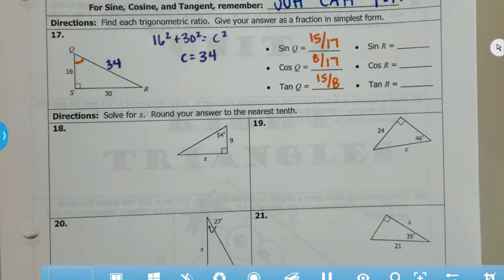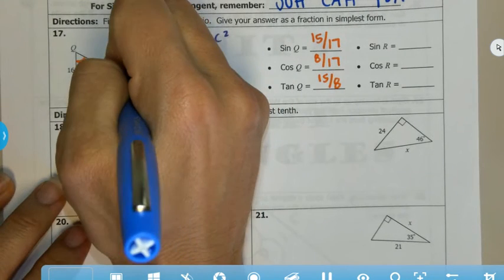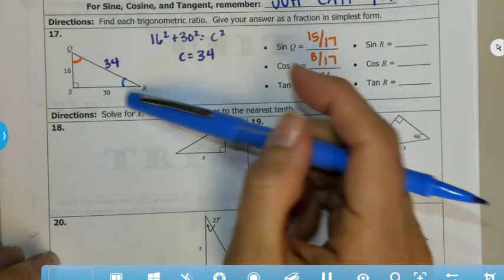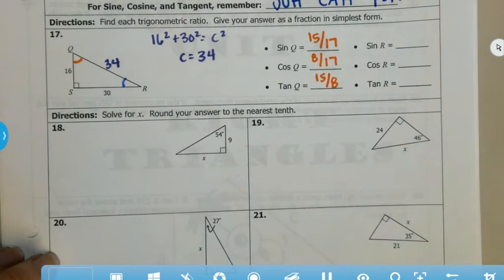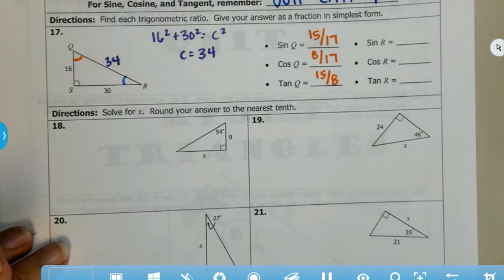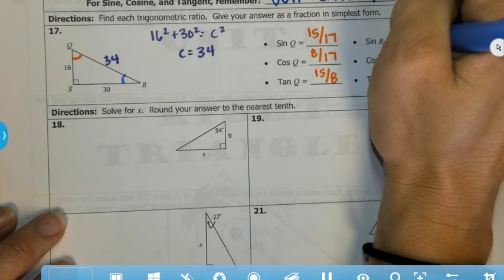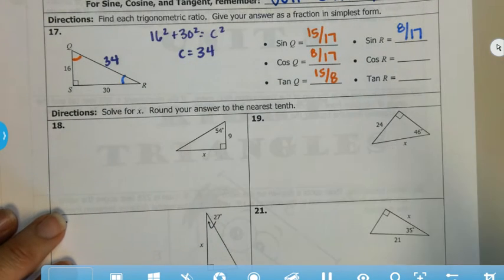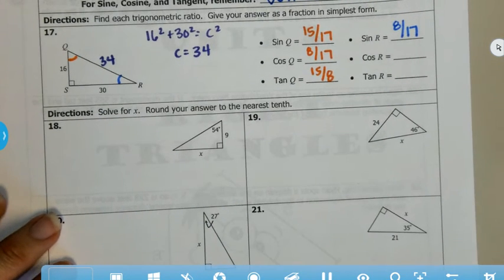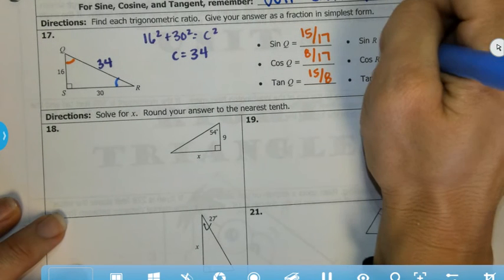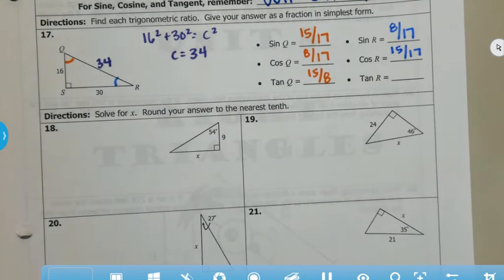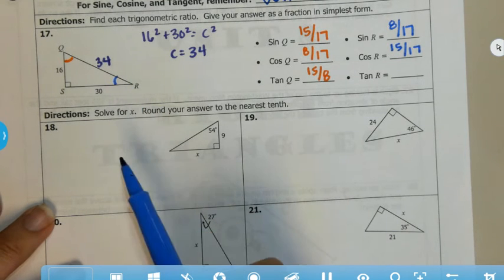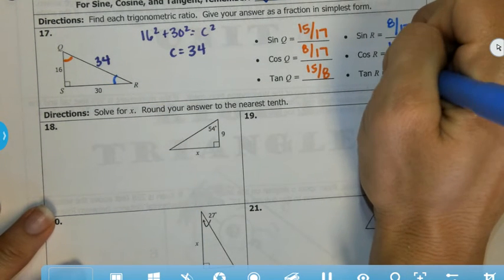Now let's talk about angle R. What will sine R be? Now we're changing angles. So opposite over hypotenuse. Hopefully you put 8 over 17 there. All right, cosine R would be adjacent over hypotenuse. That one would be 15 over 17. And then tan of R would be opposite over adjacent. So 8 over 15.